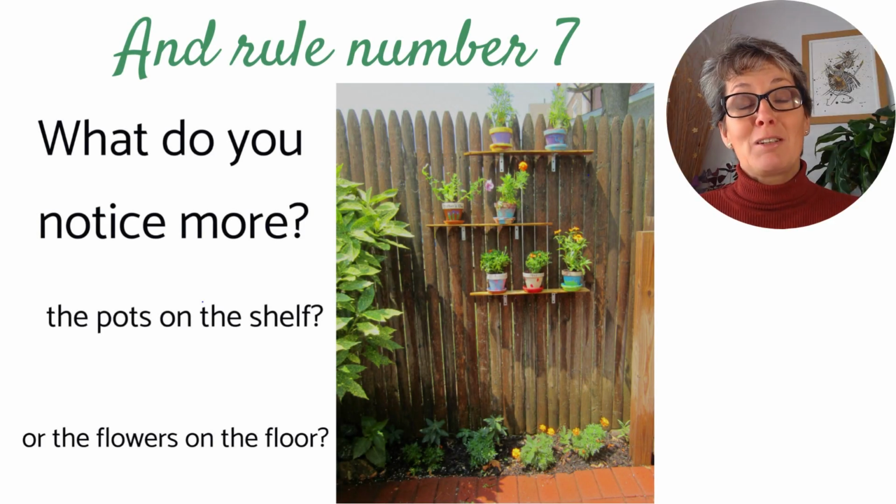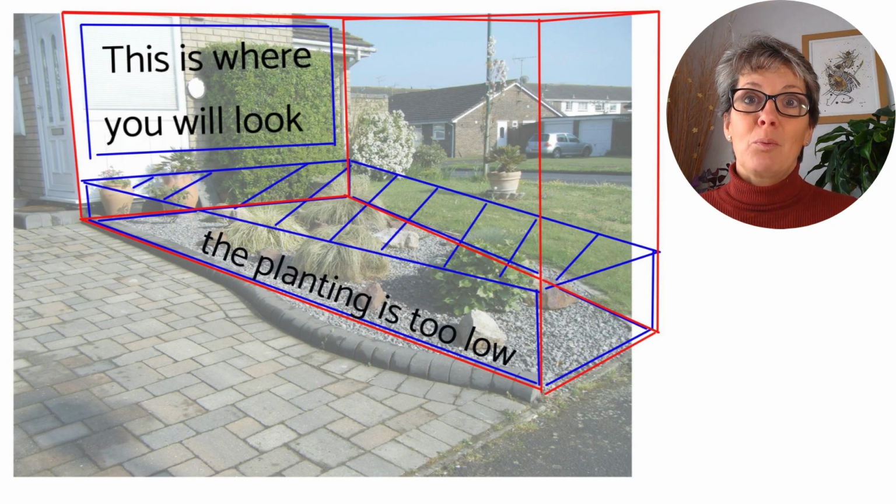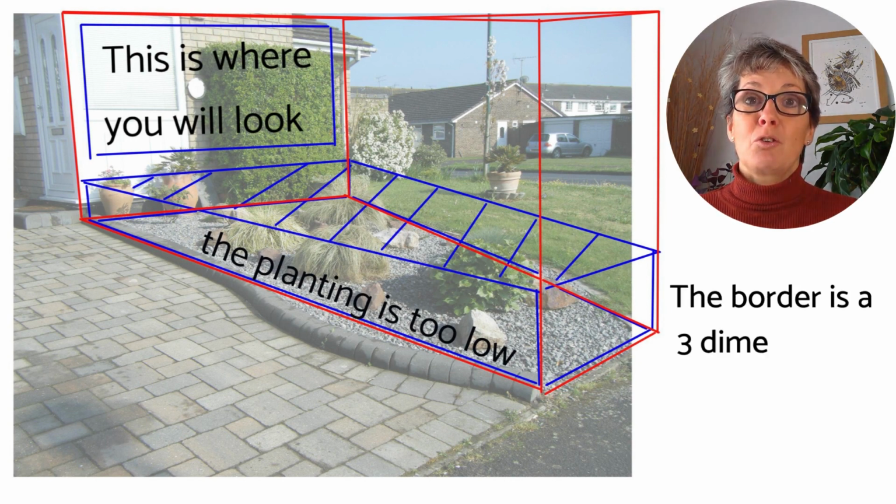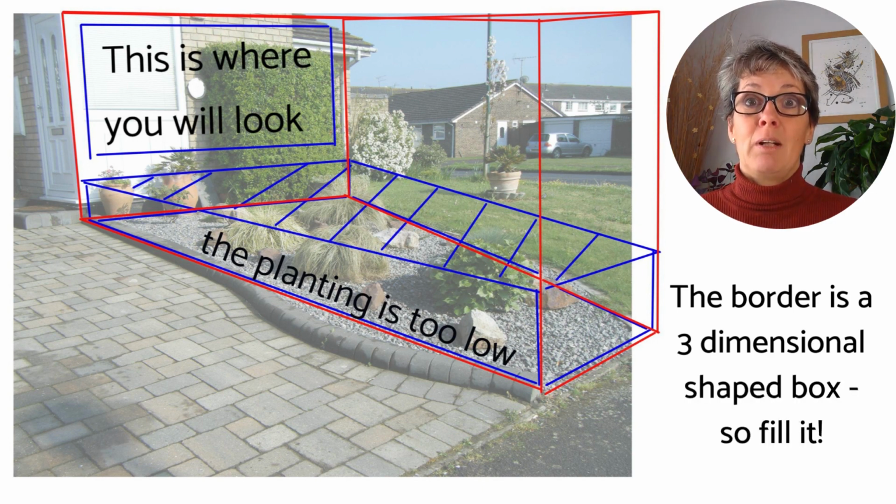I bet you noticed the plants on the fence rather than the ones on the floor first. This is because when we walk around, we look at eye level. We don't look down at our feet. So whenever you're going to plan a planting scheme, start at eye level space first. Fill that 3-dimensional space with something beautiful, and then you work down to ground level.